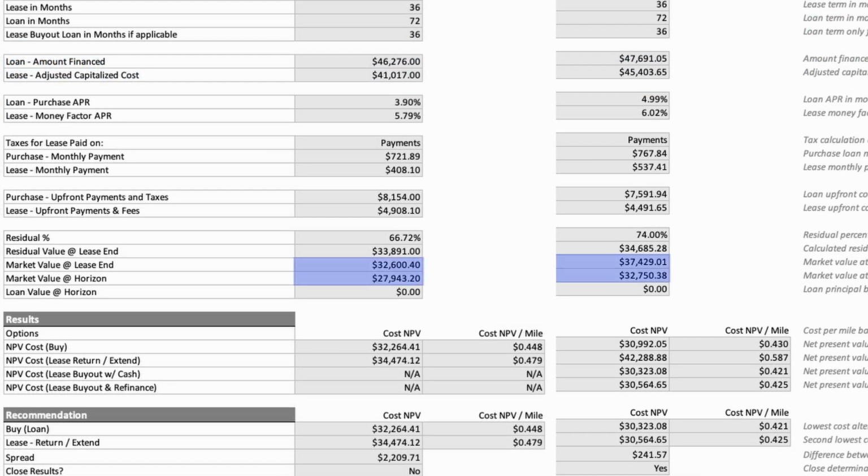A quick note about retained values: these are simply estimated market values at the end of the period. The model provides defaults, but you should always adjust them based on your research. Some vehicles hold their value better than others, and that can significantly affect lease buyout results. In this comparison, I've assumed 80% retained value for the Tacoma and 70% for the F-150. Now let's see what the model recommends.